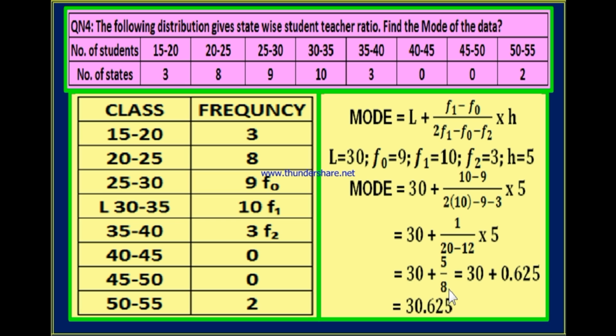If you divide 5 with 8, you will get 0.625. Now add 0.625 to 30, so that it is 30.625. Therefore, the mode of the given distribution is 30.625. Very good, children.